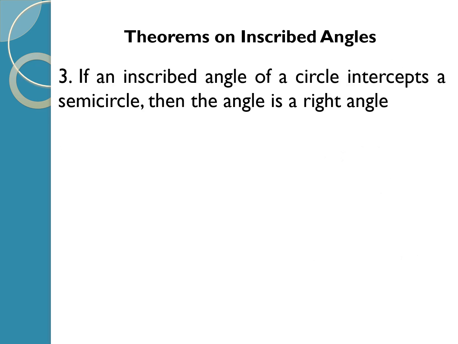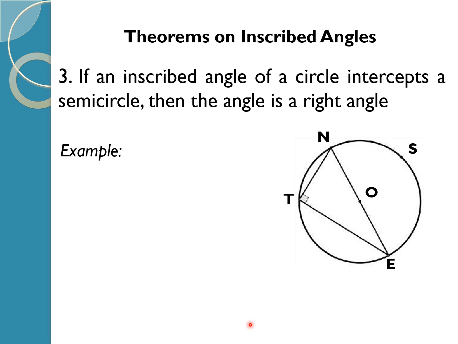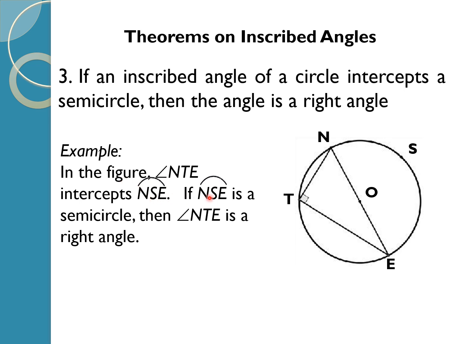The third theorem: if an inscribed angle of a circle intercepts a semicircle, then the angle is a right angle. Let's have an example. Here we have circle O. In the figure, angle NTE intercepts arc NSE. If arc NSE is a semicircle, then angle NTE is a right angle, wherein the measure of angle NTE is 90 degrees.